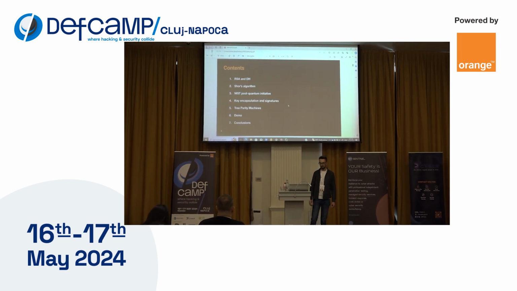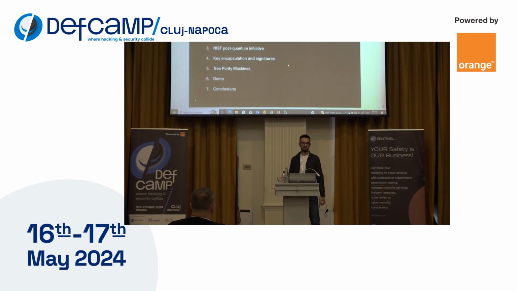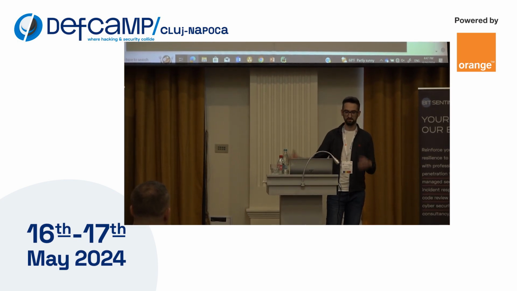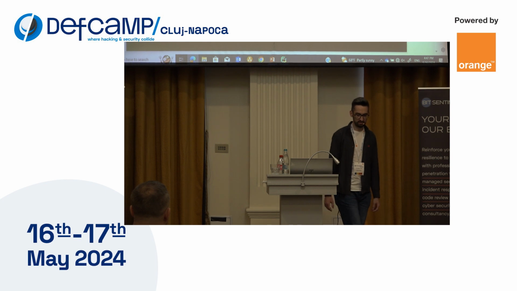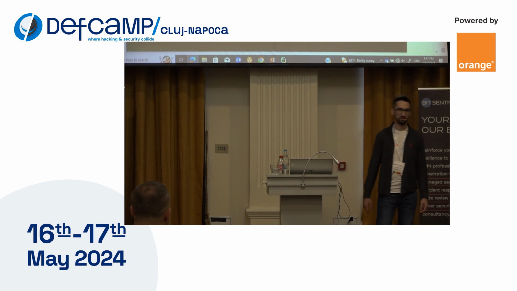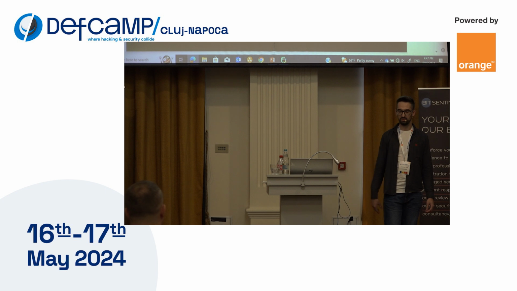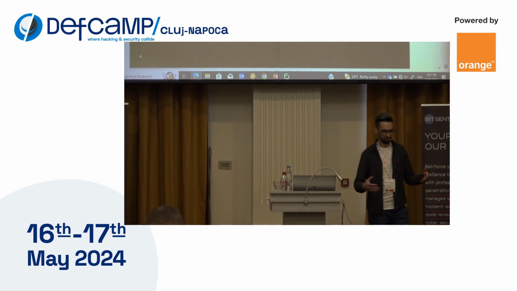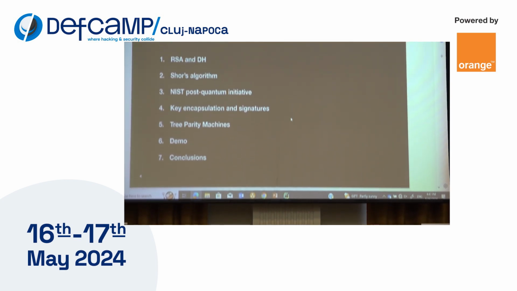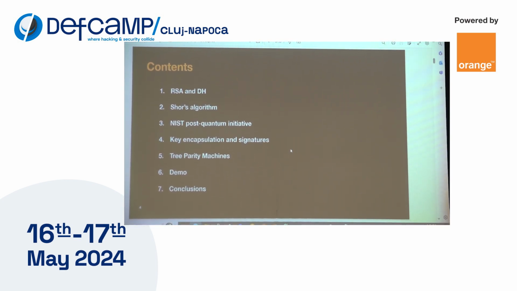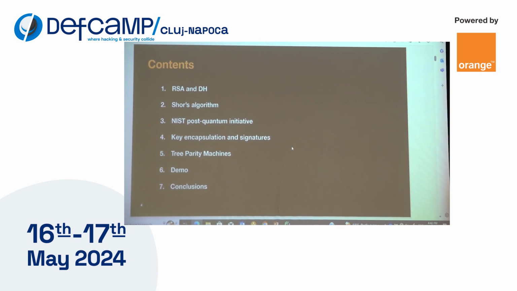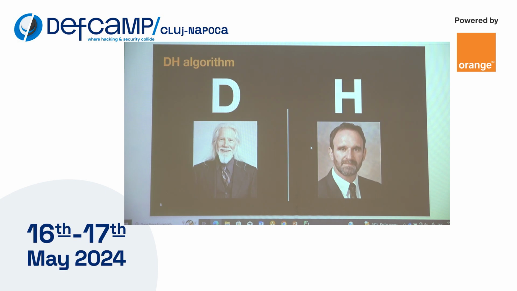So in the beginning, we will see a small introduction about RSA and Diffie-Hellman, classical cryptography. Then we will see about Shor's algorithm and why it's a danger for current cryptographic primitives. Then we will talk a little bit about NIST post-quantum initiatives, what key encapsulation is and signatures. Then we will emerge into the area of neural networks and cryptography in what is called neural cryptography, and we will see what is a tree-parity machine. And in the end, we will see a demo and some conclusion.